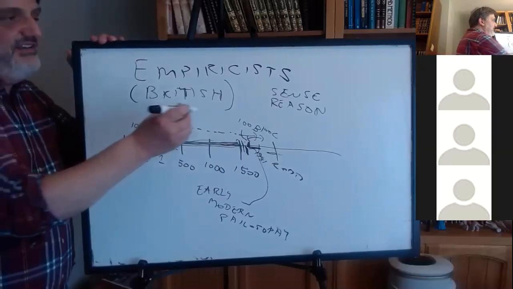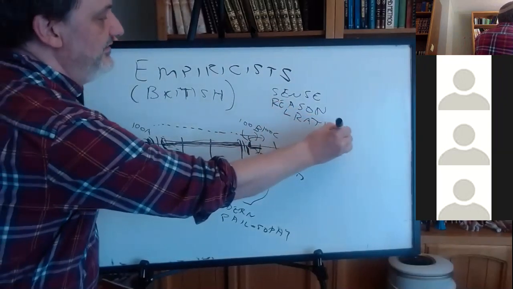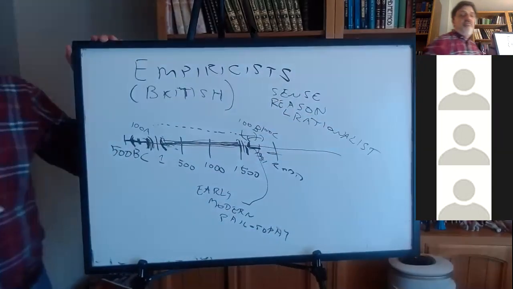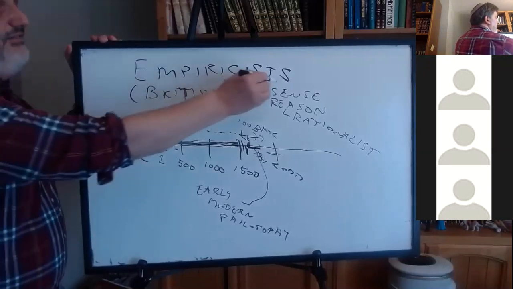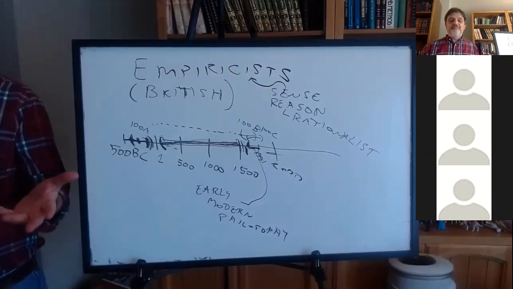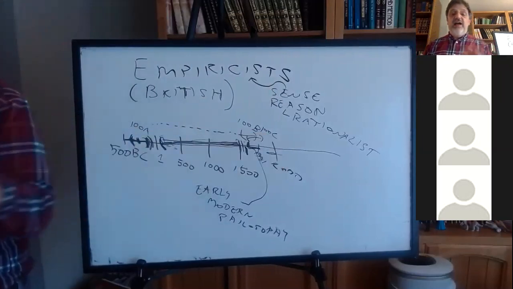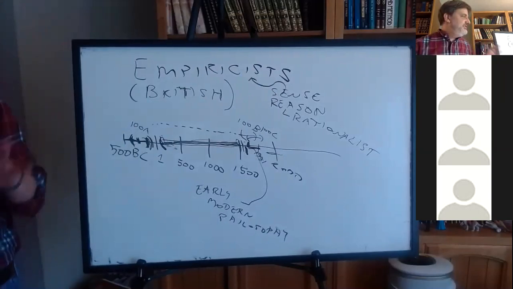So if you think that the faculty that we get all our knowledge from is reason, then you're called a rationalist. But if you think that the faculty we get all our knowledge from is sense, then you're called an empiricist. So people in this period can be divided into rationalists and empiricists. And they were divided into rationalists and empiricists by Kant.